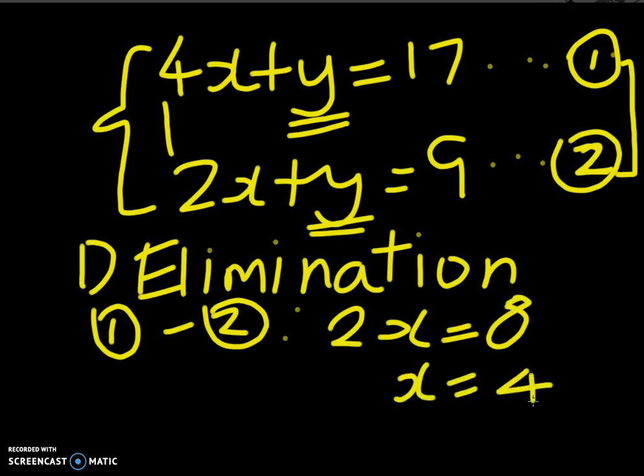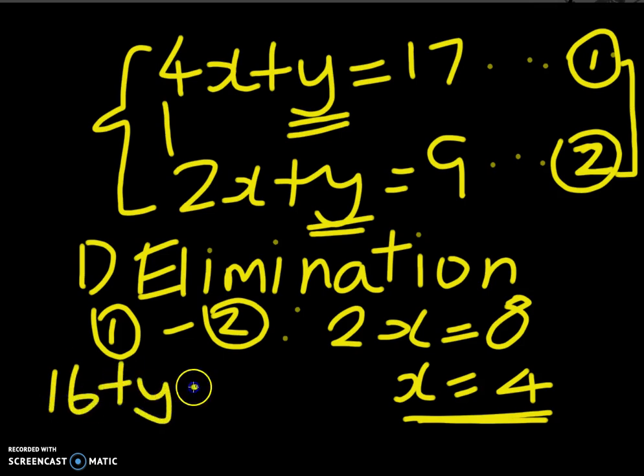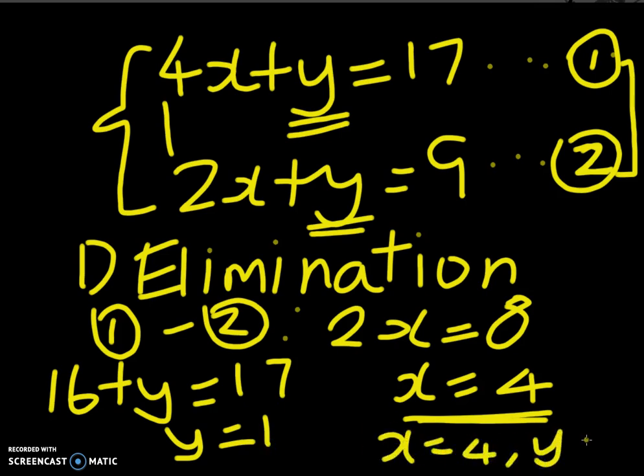We found x, and now to find y, we substitute this back inside one of the equations. You can use any equation. You can either use equation 1 or equation 2. So x equals 4 is substituted inside equation number 1. So 4 times 4 is 16, plus y equals 17. So y equals 1. So now we've found out x equals 4 and y equals 1.